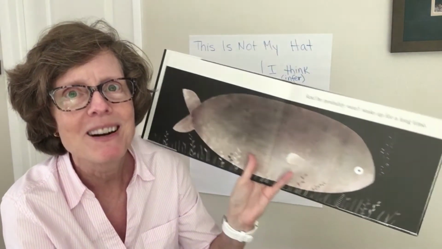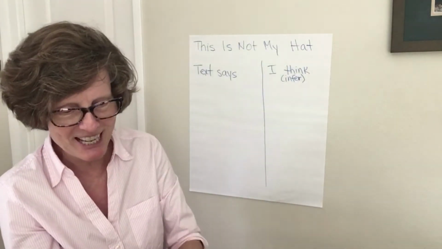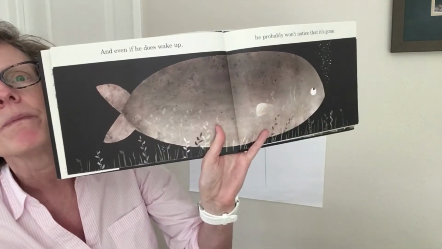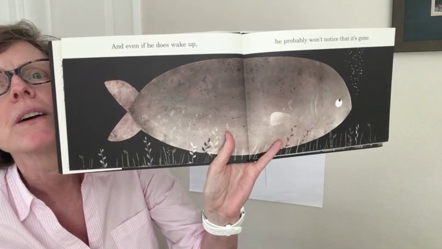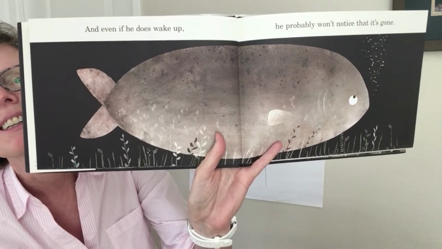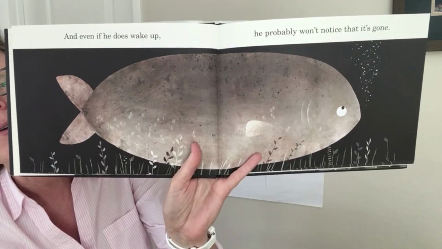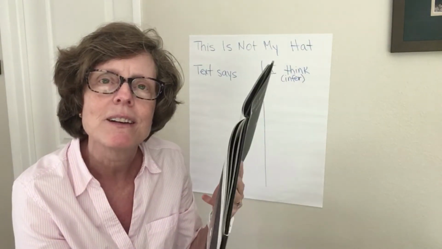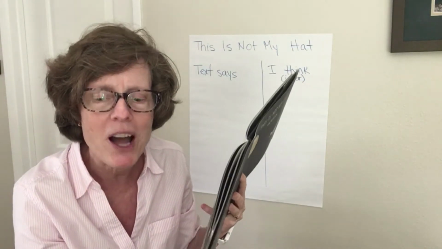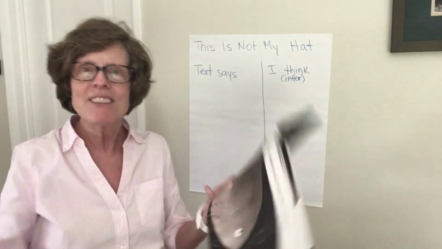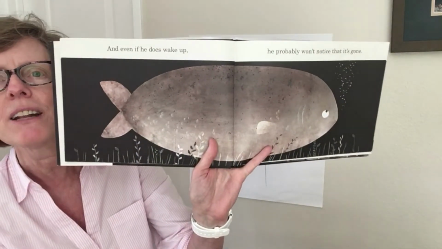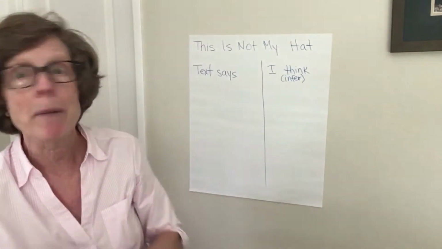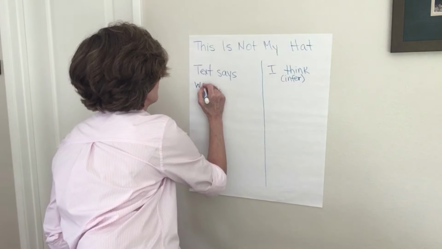Did the fish wake up? Yes, he certainly did. And even if he does wake up, he probably won't notice that it's gone. Now, I have a question for you. What do we notice about the eyes? What is the fish telling us? Does he notice his hat is gone? He does. Does it say there the fish noticed his hat is gone? No. What does it say? It says he probably won't notice that it's gone.